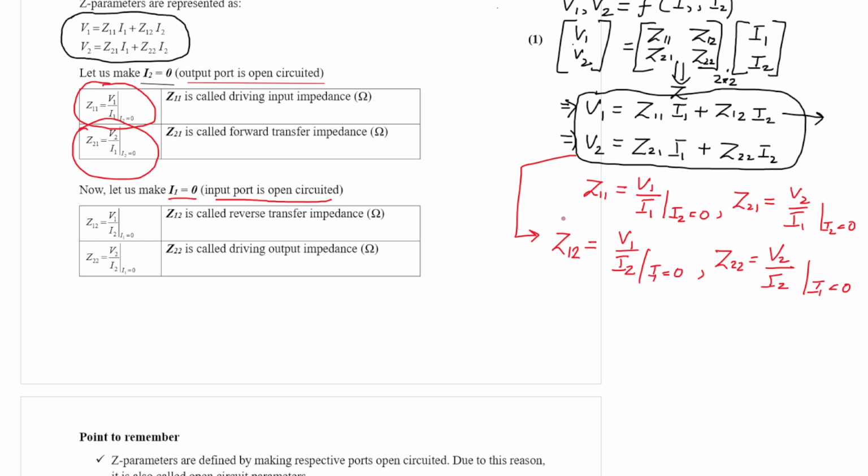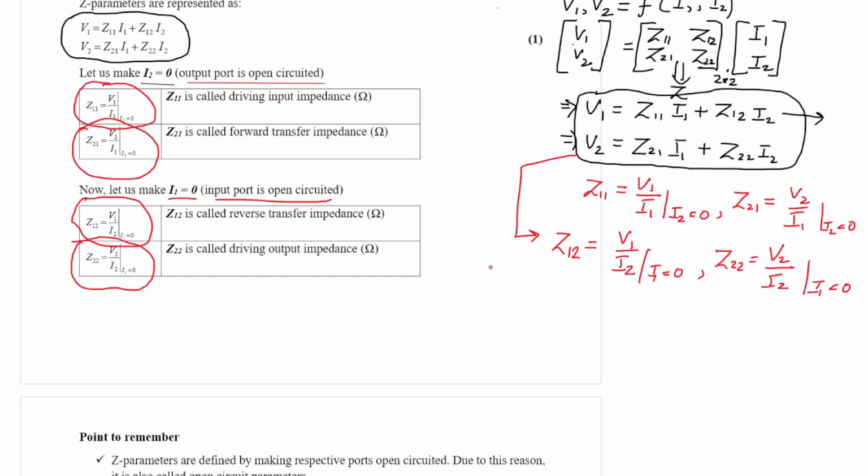So please pay attention that this Z12 is equal to V1 by I2 and Z22 is equal to V2 by I2. These two are only true when I1 becomes 0. Otherwise it is not possible. So these are the definitions of these four parameters, the Z parameters.